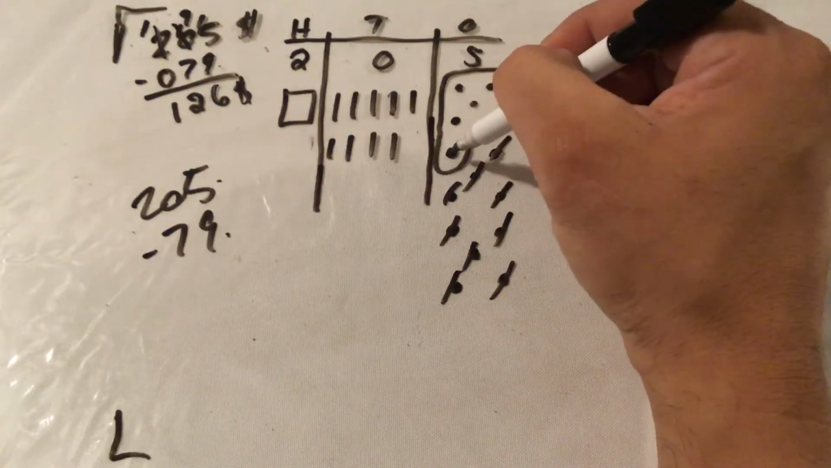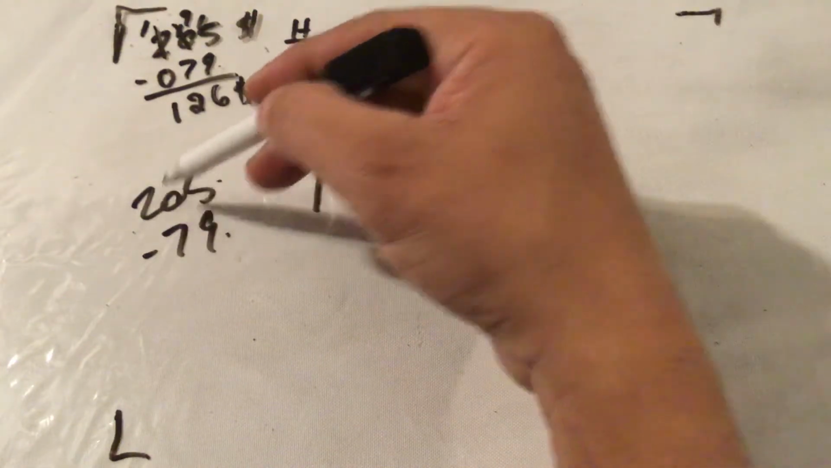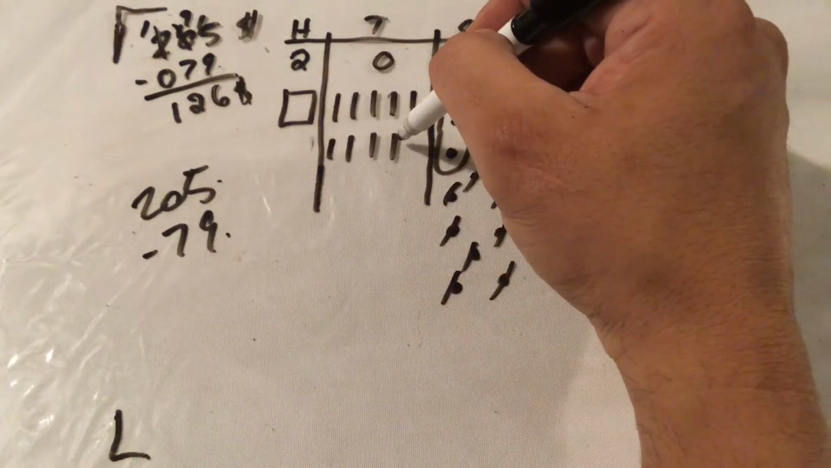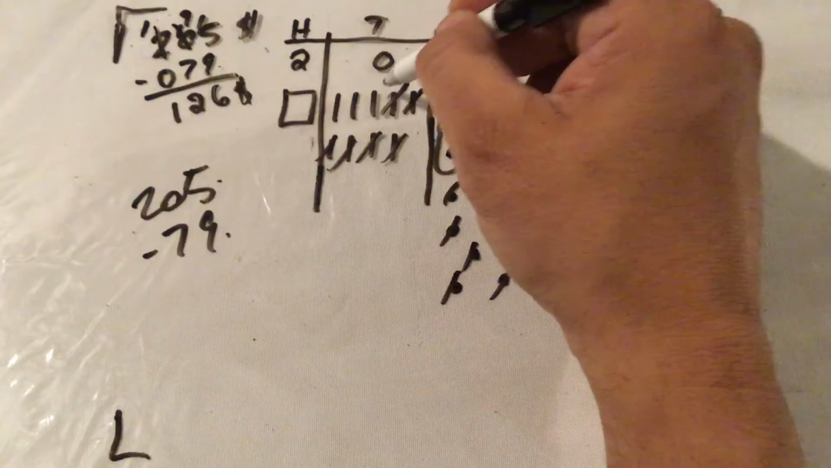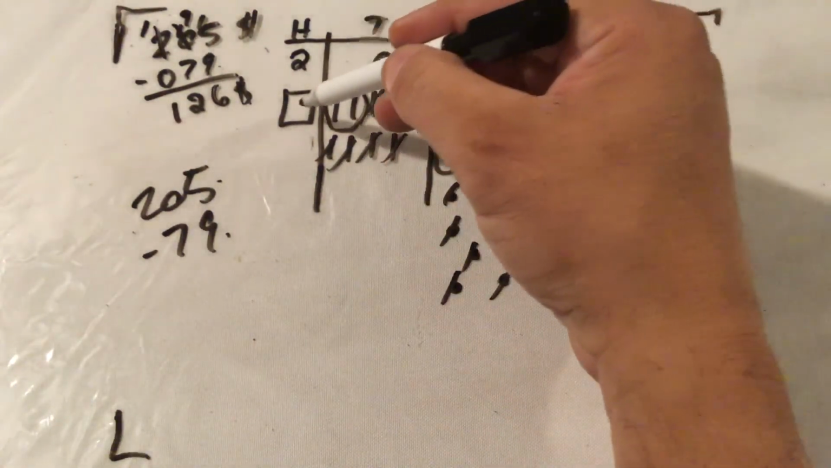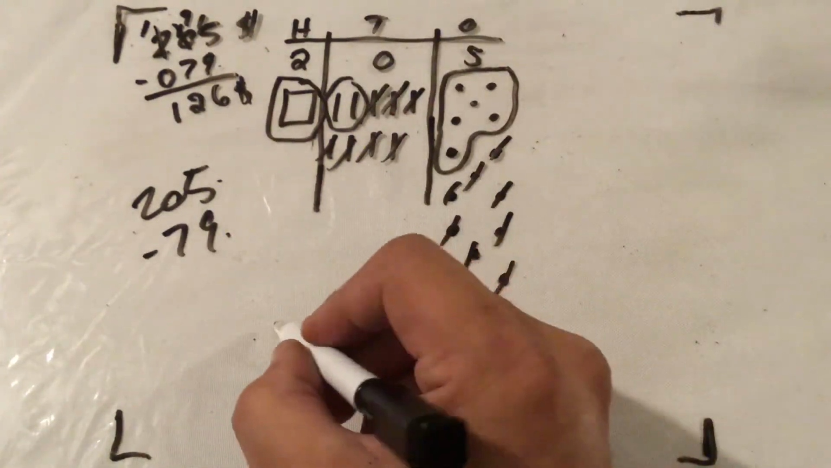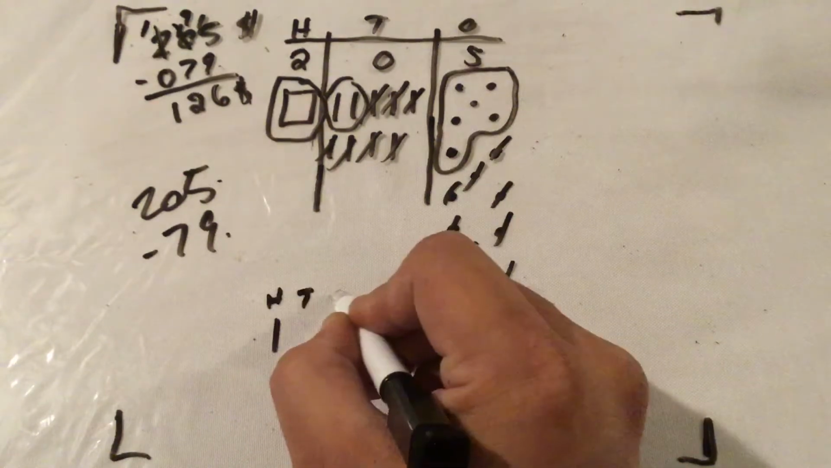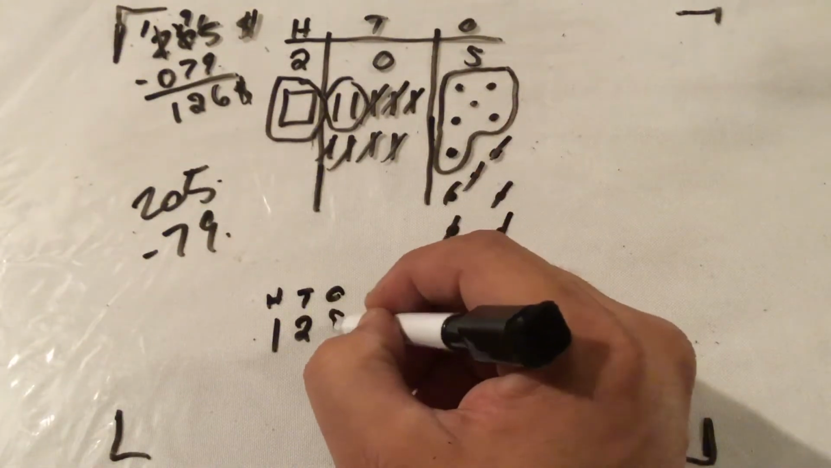That is 6 ones. Okay, so in the tens it said to take 7 tens. So then you can take 1, 2, 3, 4, 5, 6, 7 away, and it leaves you with 2. And then you have 1 flat. So you write that back down. 1 hundred, 2 tens, 6 ones.